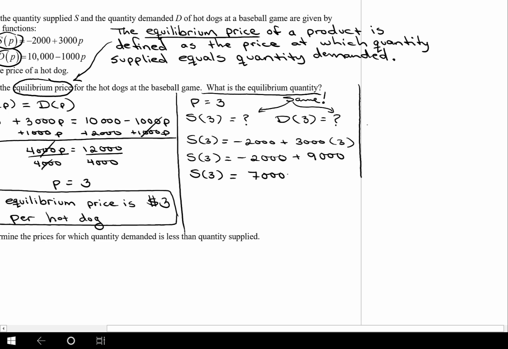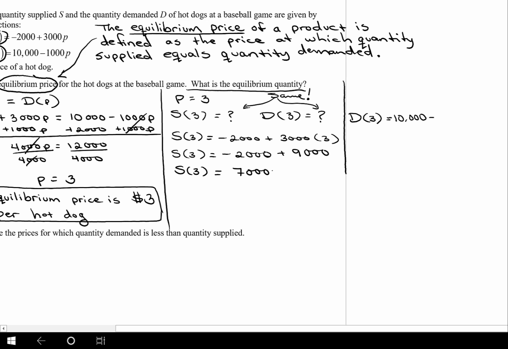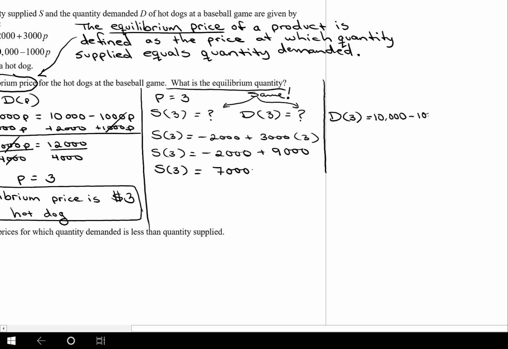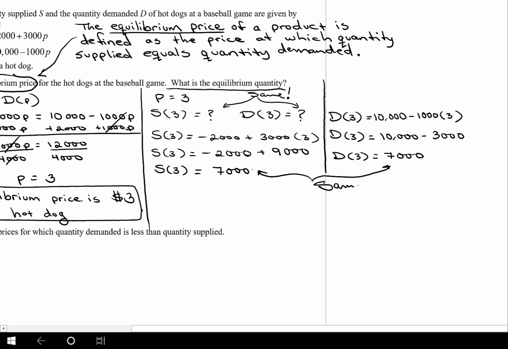Let's go ahead and substitute into the D of P, just to double check this to make sure that we did this correctly. So D of 3 is going to be equal to 10,000 minus 1,000 times 3. So this will be 10,000 minus 3,000. And so D of 3 is equal to 7,000. The exact same quantity.